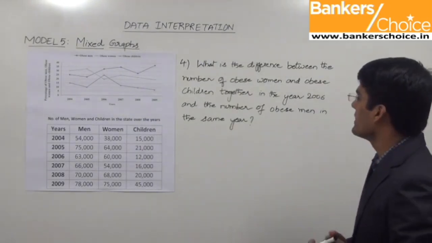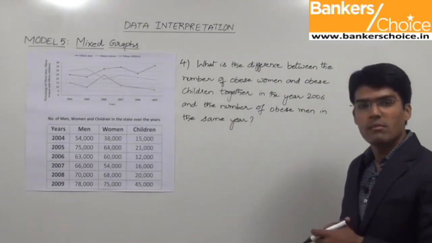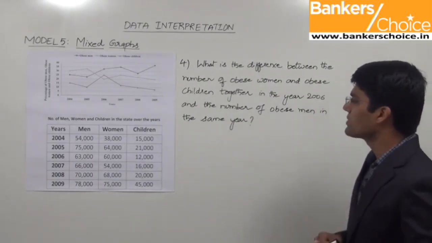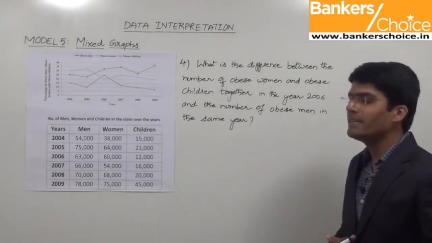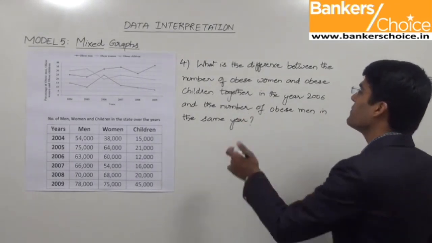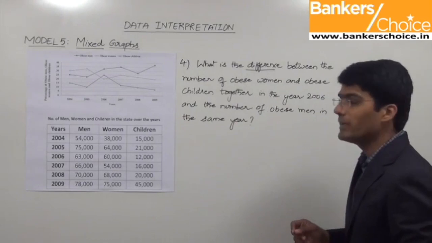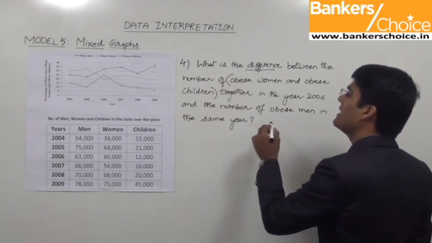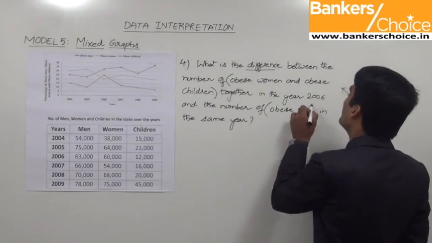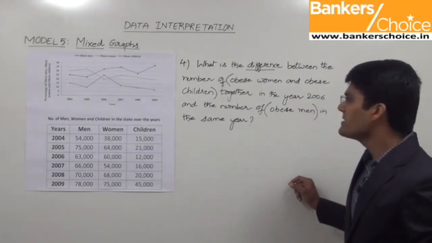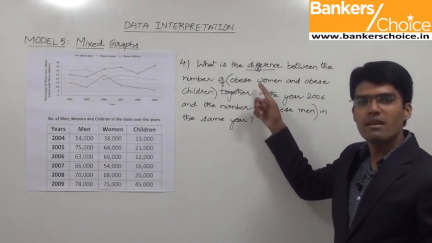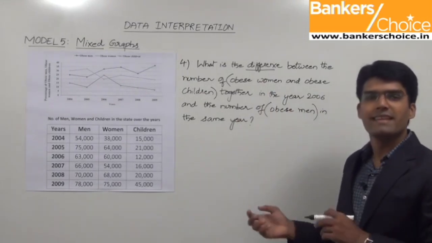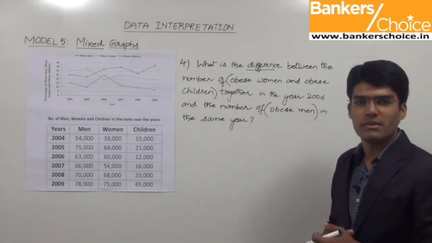The next question here is, what is the difference between the number of obese women and obese children together in the year 2006 and the number of obese men in the same year? So here we need to find out the difference between the number of obese women and obese children together and the number of obese men in the year 2006. So that means we first of all have to find out obese women, obese children and obese men in the year 2006 and then take the difference as given in the question.